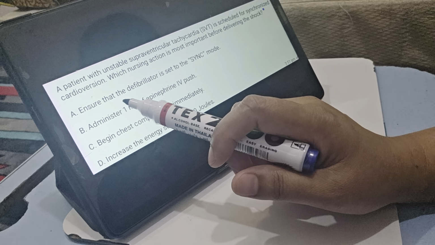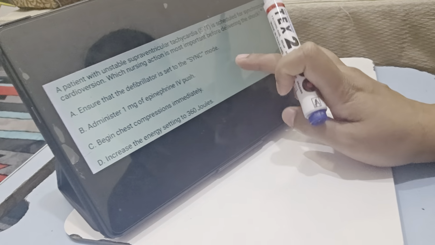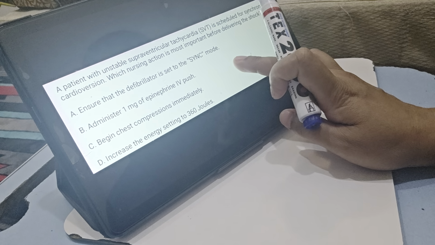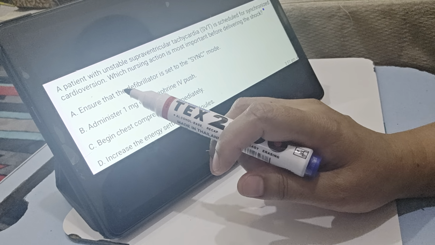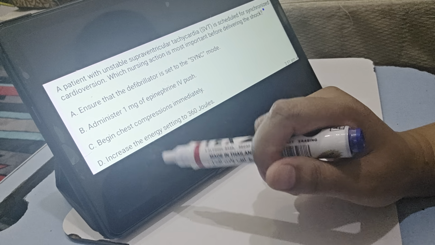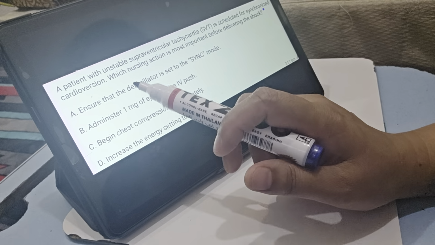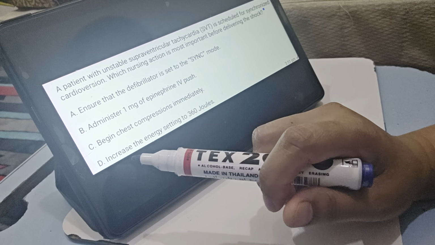Number 1, ensure that the defibrillator is set to the sync mode. Yes, this is our correct answer, but we will check the other 3 options, in case they are more important when compared with this answer.